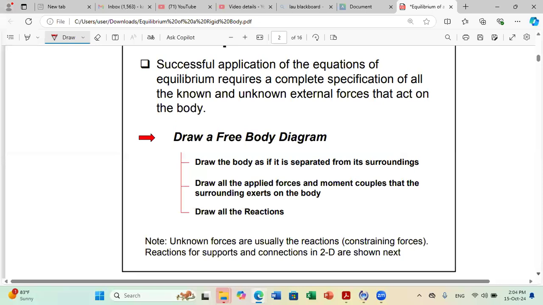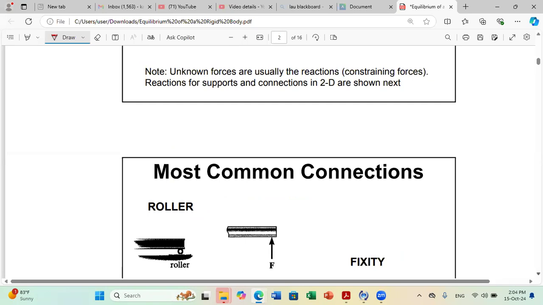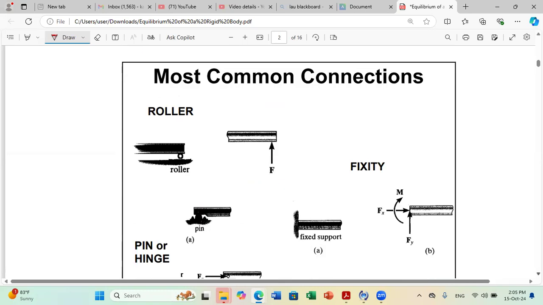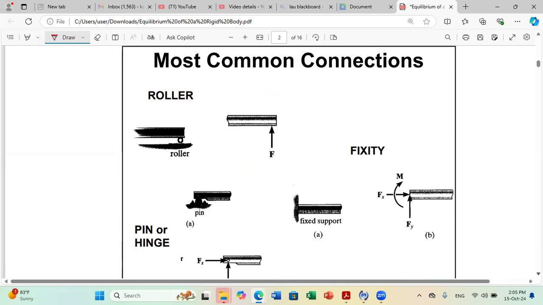Okay. Now, in order to be able to apply equilibrium conditions, first you need to draw a free-body diagram. A free-body diagram is the presentation of all forces acting on a body. Okay, so it's a drawing where we present all forces acting on the body. But to be able to solve equilibrium problem, we should be familiar with the main types of connections. What do we mean by this?